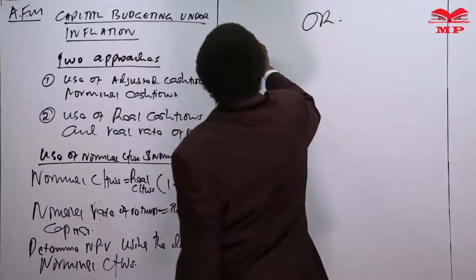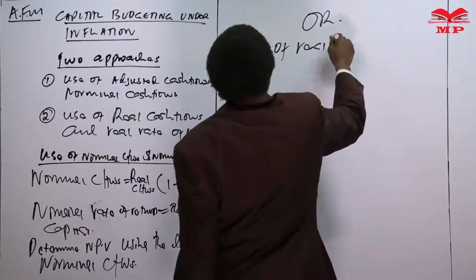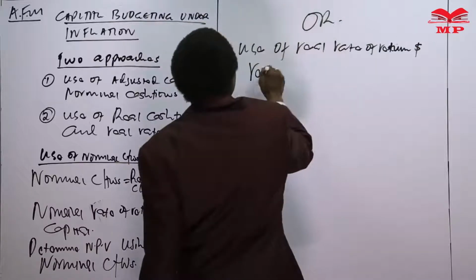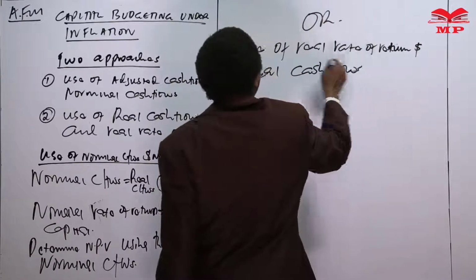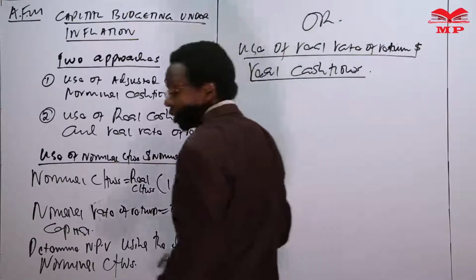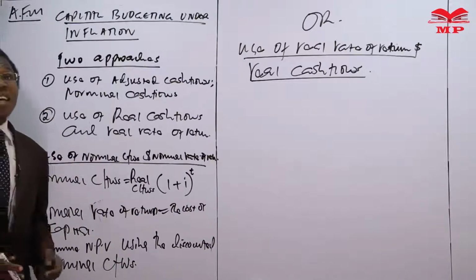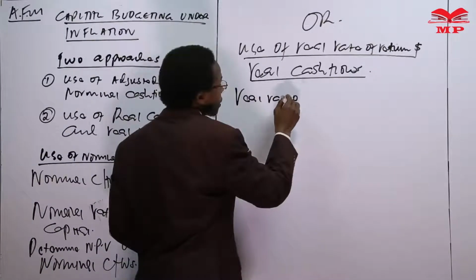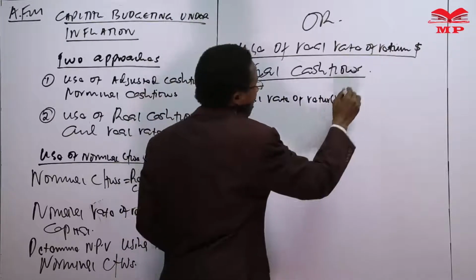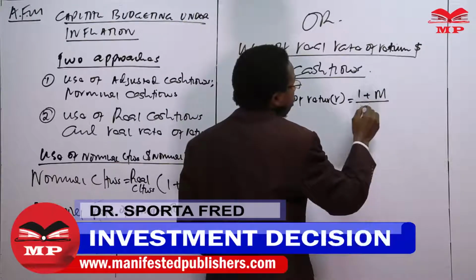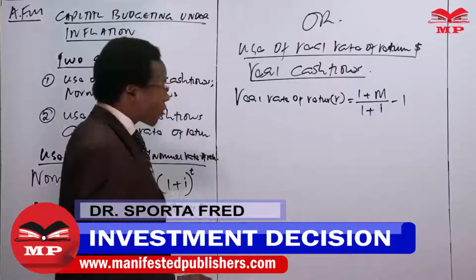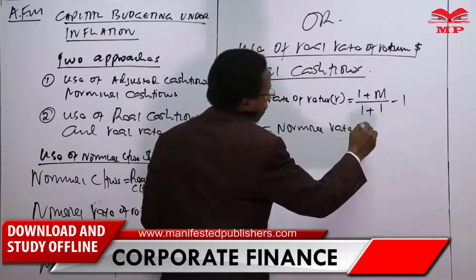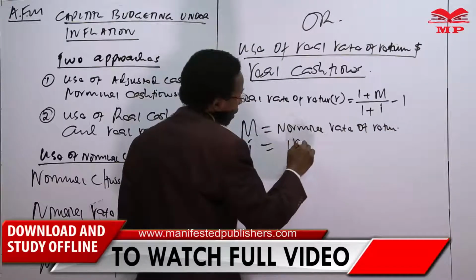Alternatively, we can use the real rate of return and real cash flows. If you're using the real rate of return, then we need to determine the real rate of return. Let me call it R. That will be 1 plus the nominal rate of return over 1 plus inflation, minus 1. That's the real rate of return, where M is the nominal rate of return and I is the inflation rate.